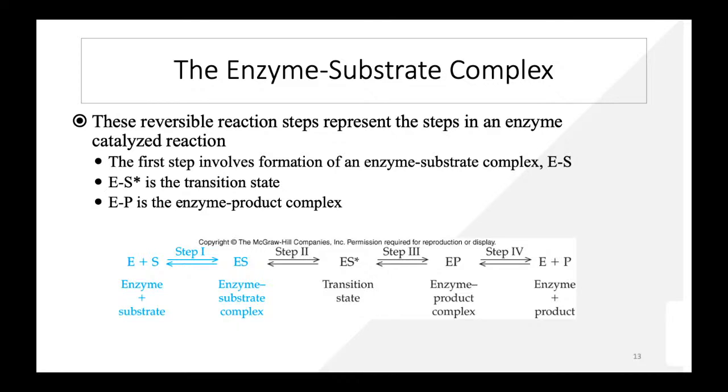All these reactions, steps 1, 2, 3, and 4, are reversible reactions that represent this enzyme catalyzed reaction. So we have seen that the first reaction is the enzyme substrate complex, then making a transition state, and then making an enzyme product complex.